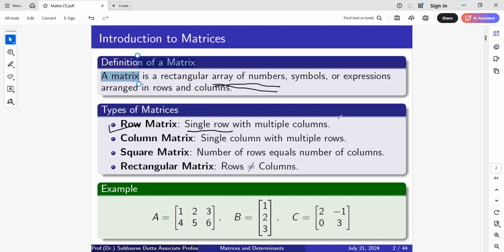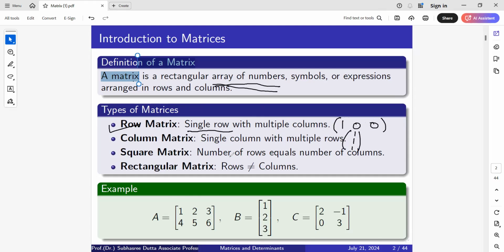So for example we can take one row with multiple columns, like 1 0 0. So it can be a row matrix. So there will be one row and n number of columns. Similarly, column matrix is one column and n number of rows. N can be 1, 2 or n, like 1 1 1. So this is a column matrix.